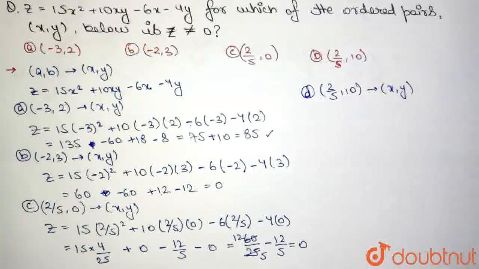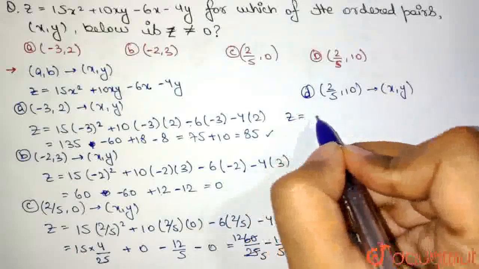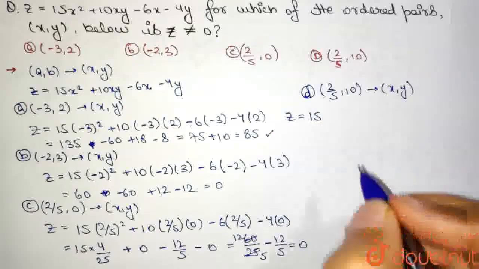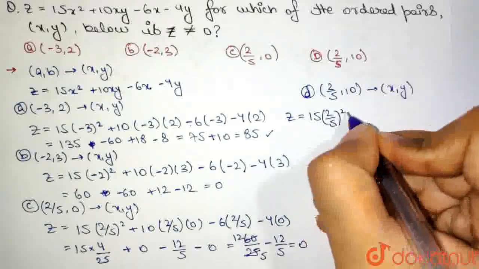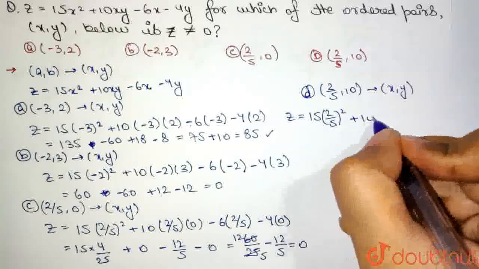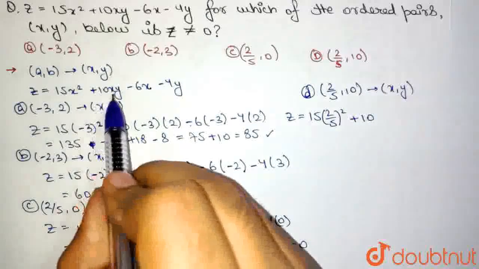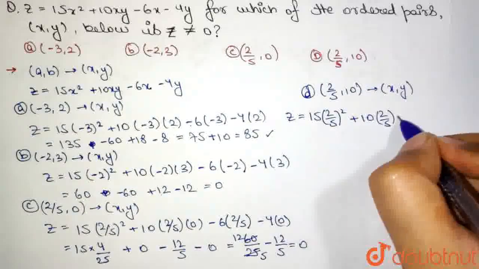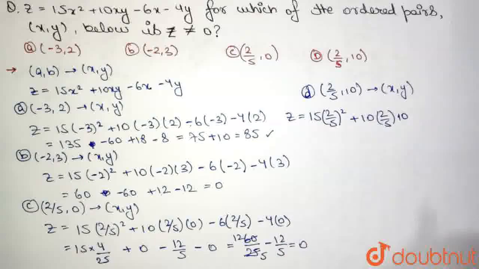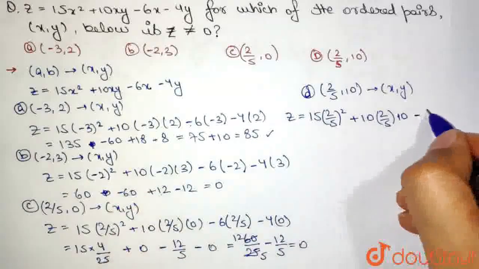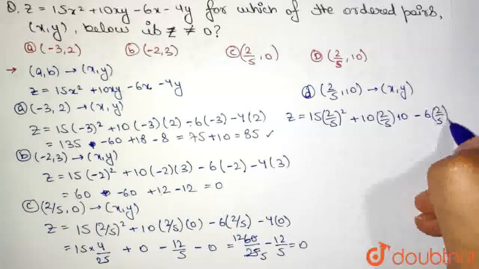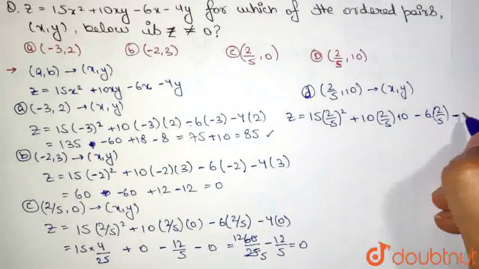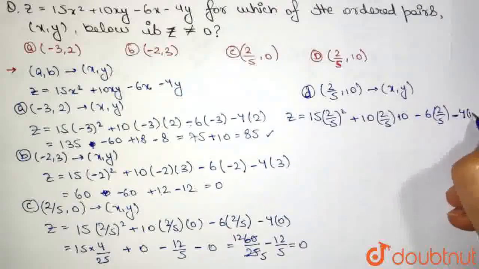So if we check the final option, which is D, we get z is equal to 15 times x squared, which is (2/5) squared, plus 10xy. So plus 10, and x is 2 upon 5, and y once again we have here as 10. And then we say minus 6x. So minus 6 times 2 by 5. And finally the term is minus 4y. So minus 4, and y is 10.